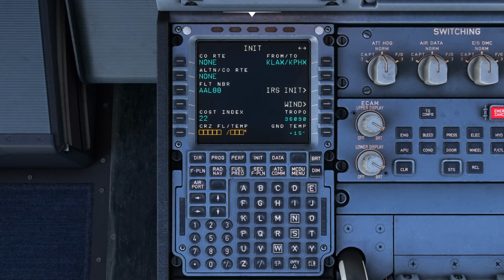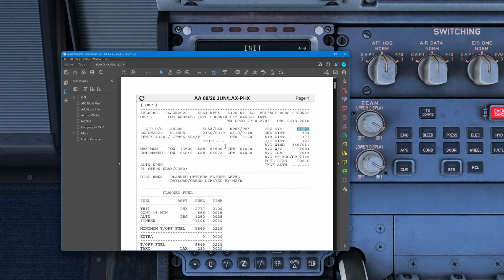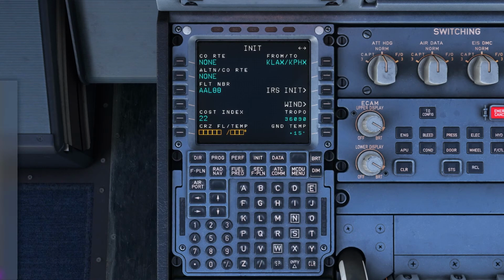Cruise altitude, what do we say? There it is right there. 35. So you're just going to put in 350. Okay? 350. Again, I'm just putting it in there. There's other stuff to do with this and this over here. Don't worry about it. At least not for this purpose. We're just getting into the flight plan.